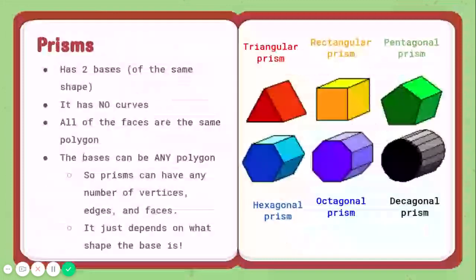Prisms are different. Prisms have 2 bases. Both the bases are the same shape. It has no curves, and all of the faces are the same as the polygon. The base can be any polygon, so prisms can also have any number of vertices, edges, and faces. It just depends on what shape the base is.